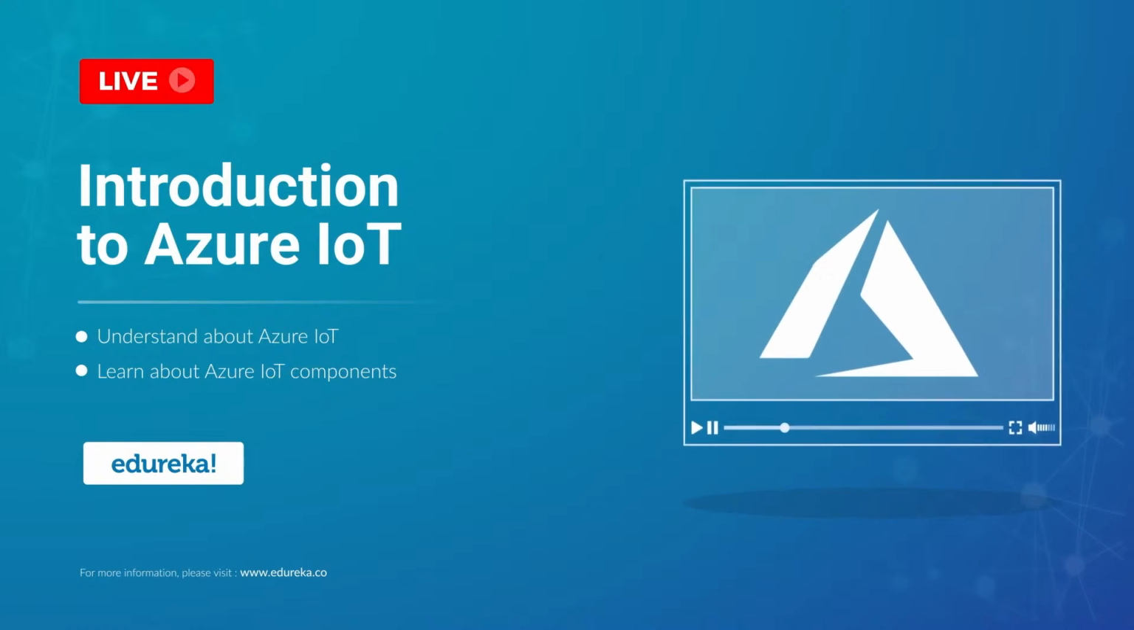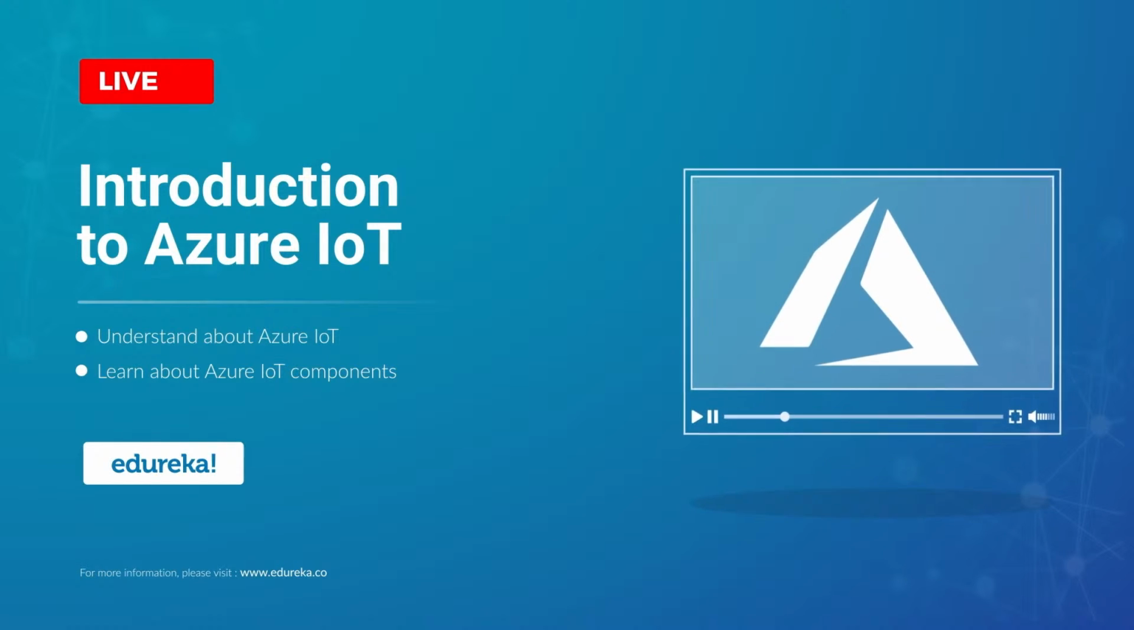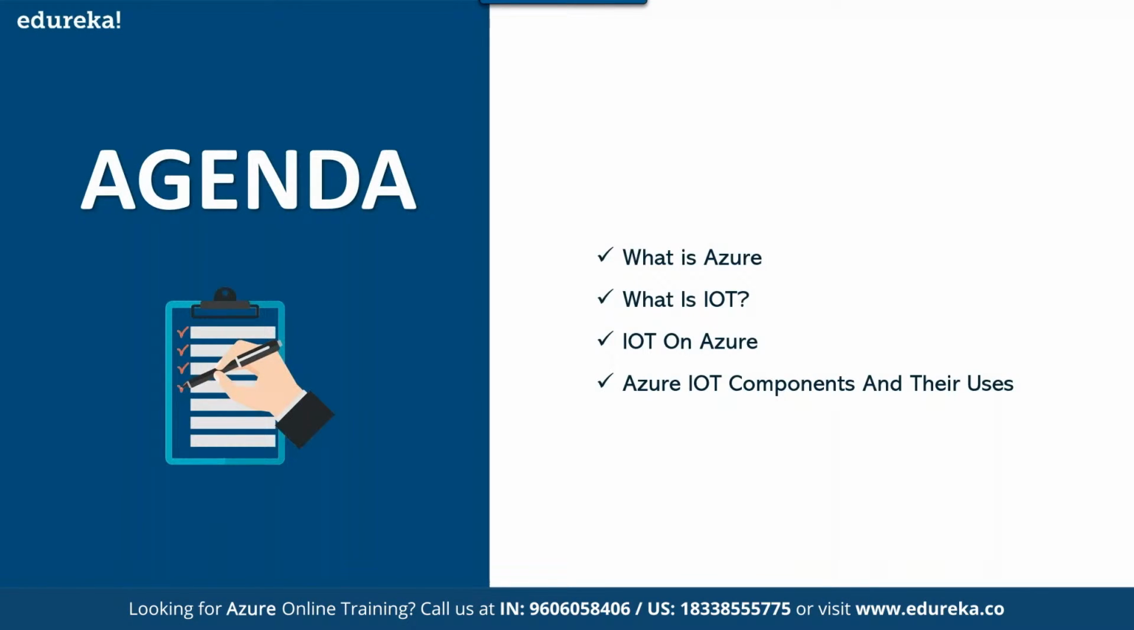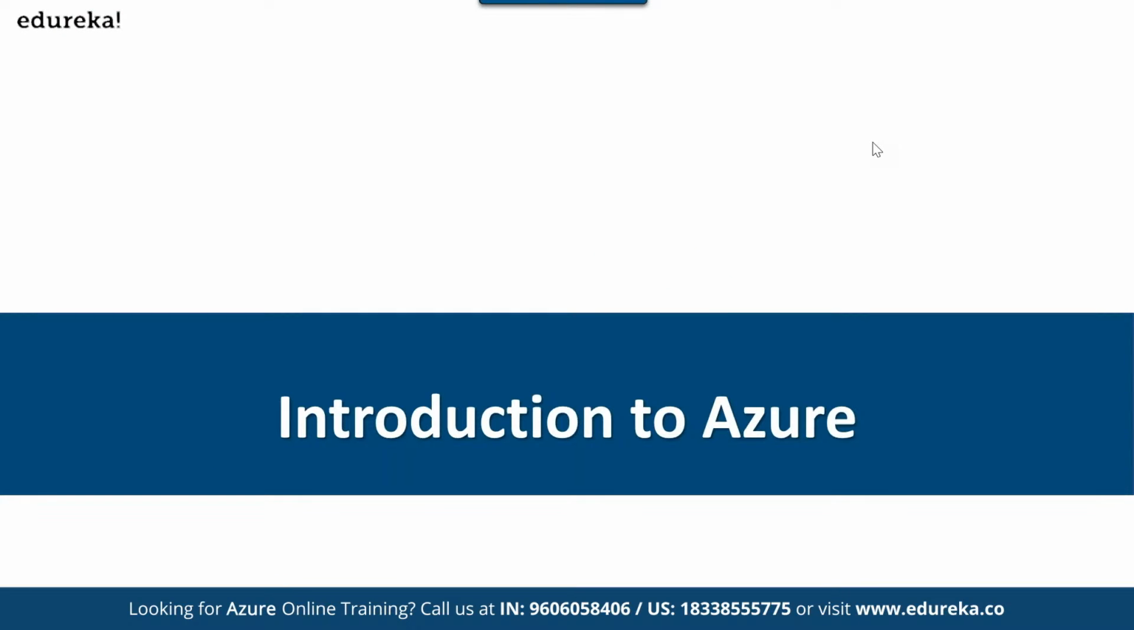So guys, today we are going to talk about Azure IoT. That is going to be our agenda for today. We're going to talk about what exactly Azure is. People often get confused about Azure. People think that Azure is just a cloud platform which provides certain services to you. So we're going to talk about what Azure is exactly, what IoT, the Internet of Things, is, IoT on Azure, and Azure IoT components and their uses. Like I said, we will try to cover as many things as we can. So guys, let's get started here.